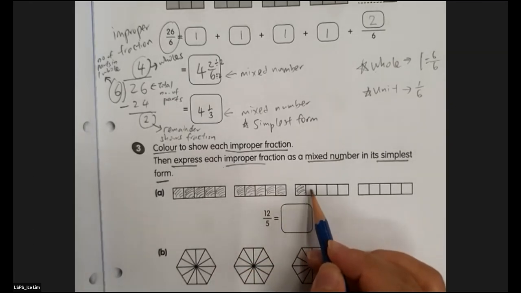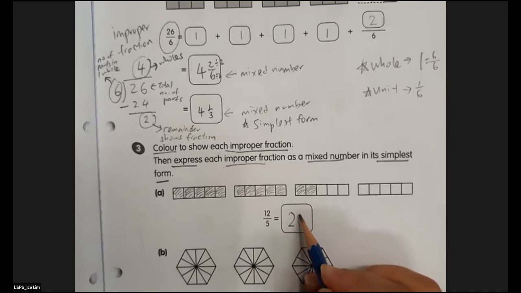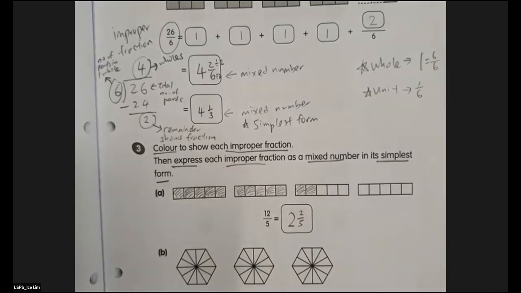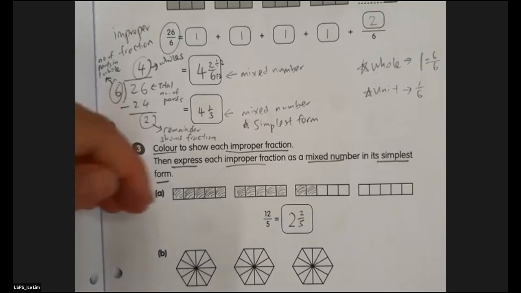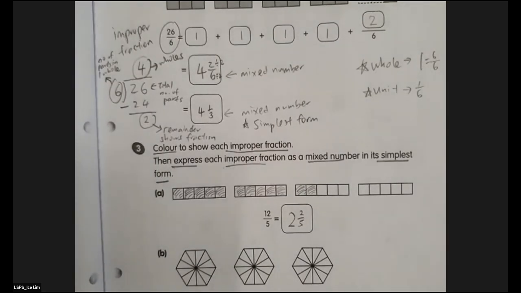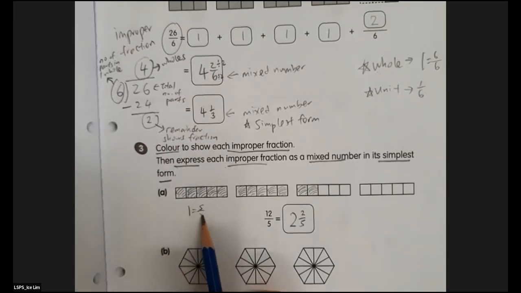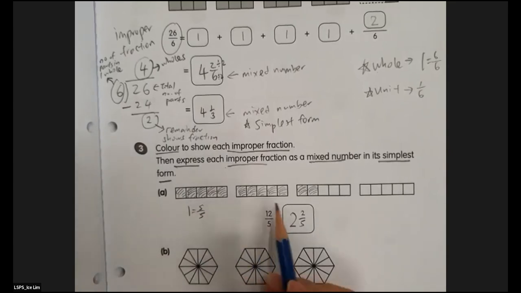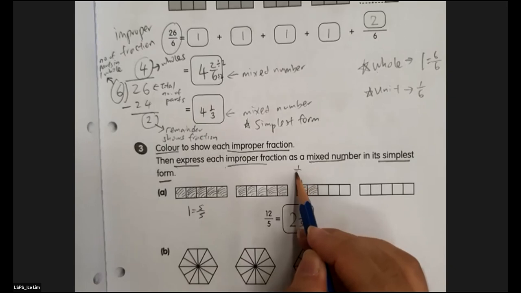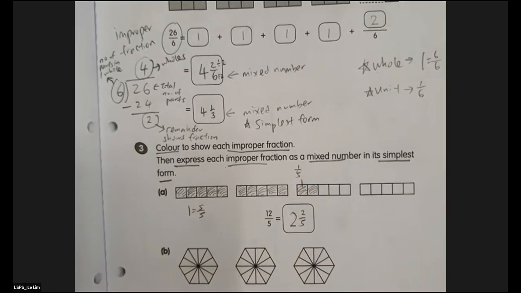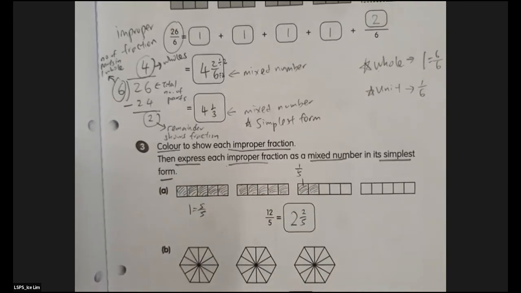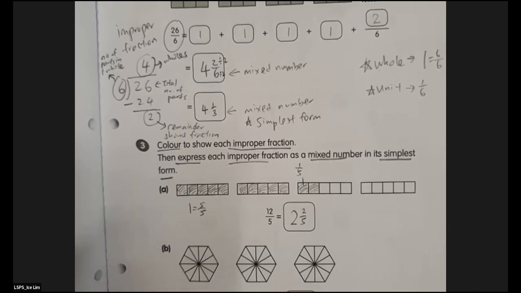And then 2 extra fifths. Is this okay? With drawings, it's really quite easy because you just count and you color. 1 whole equals 5/5. 1 unit is 1/5. 10/5 and 2 extra. Is this okay? Is this challenging? Manageable? Okay, then we move on.